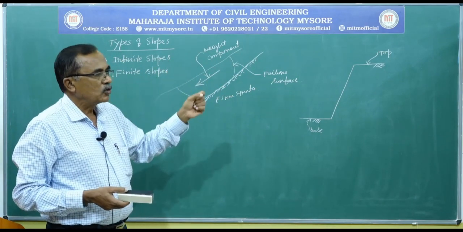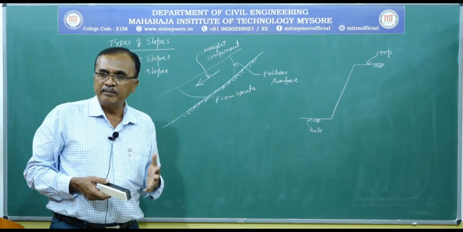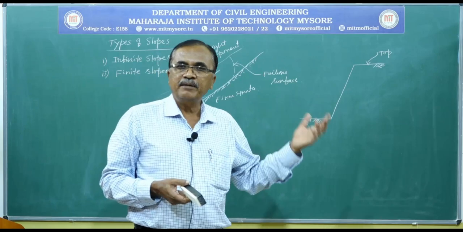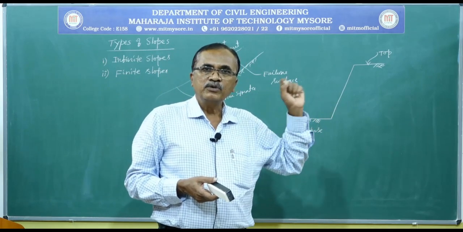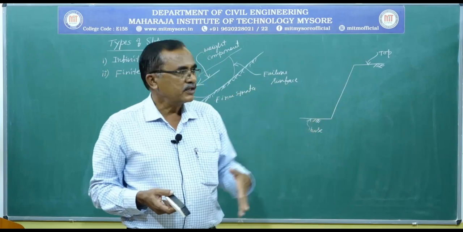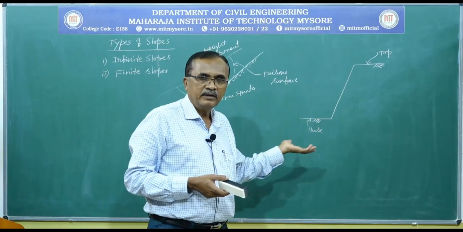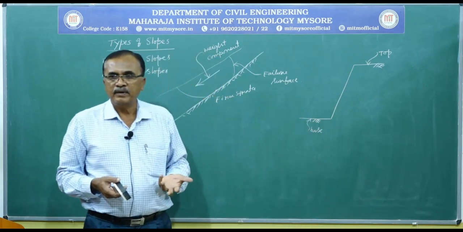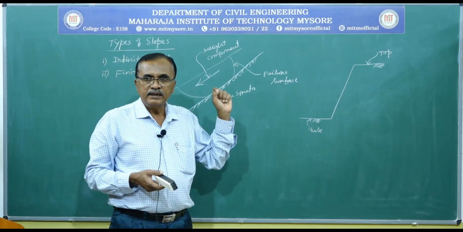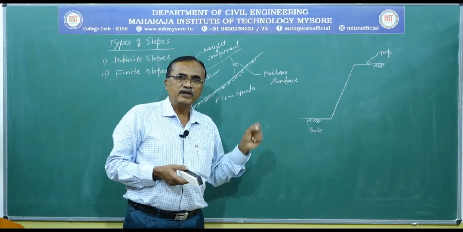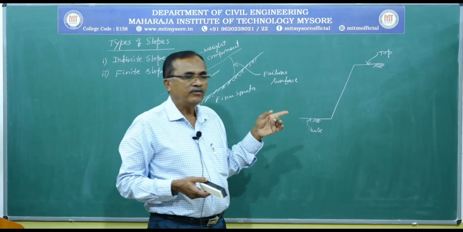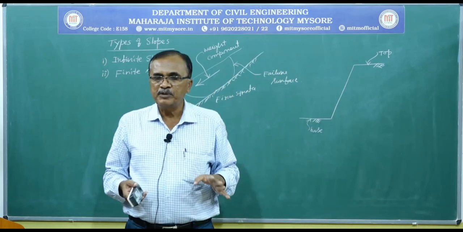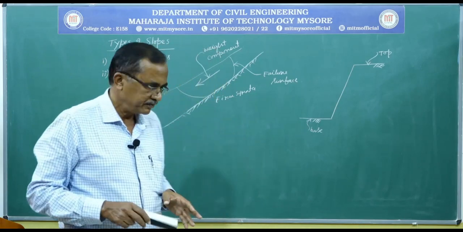Examples for this finite slope are a canal embankment, a road embankment, a railway embankment, or a dam embankment, if it is in embankment or in filling. Suppose the same structures are in excavation, it may be a canal or a road, a tunnel, something like that. As these are all man-made structures, more importance is given to the analysis of finite slopes. So, analysis of finite slope is of greater importance for civil engineers.